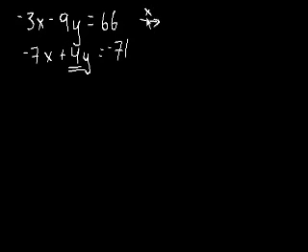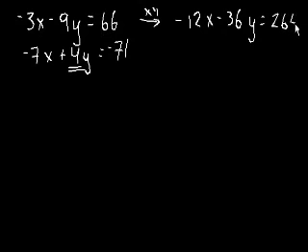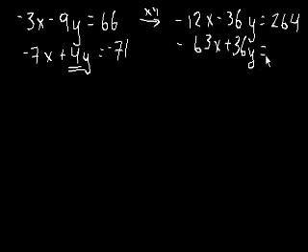Let's multiply it by 4 times 4. We'll get minus 12x minus 36y is equal to 4 times 66, 240 plus 24 is 264. Right? I hope that's right. And we multiply the second equation by 9. So it's minus 63x plus 36y is equal to, let's see, that's 639. That's a big number, 639.